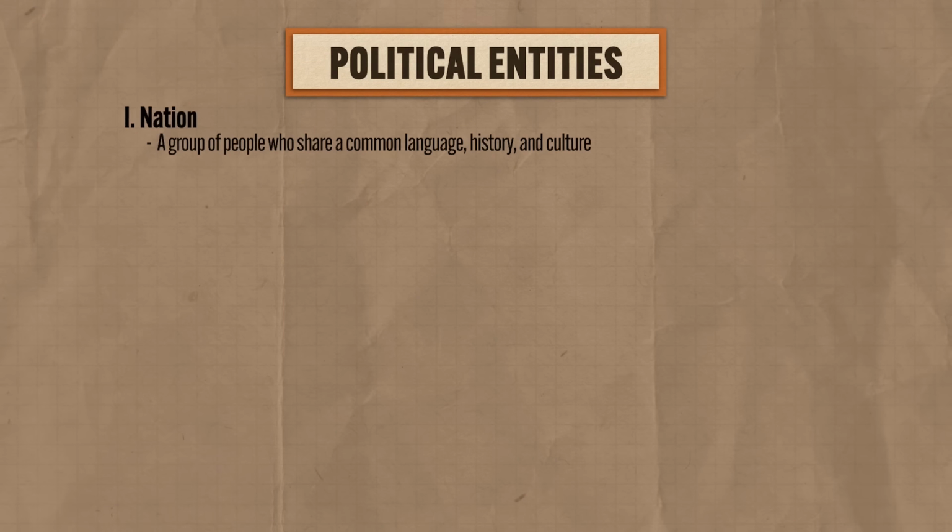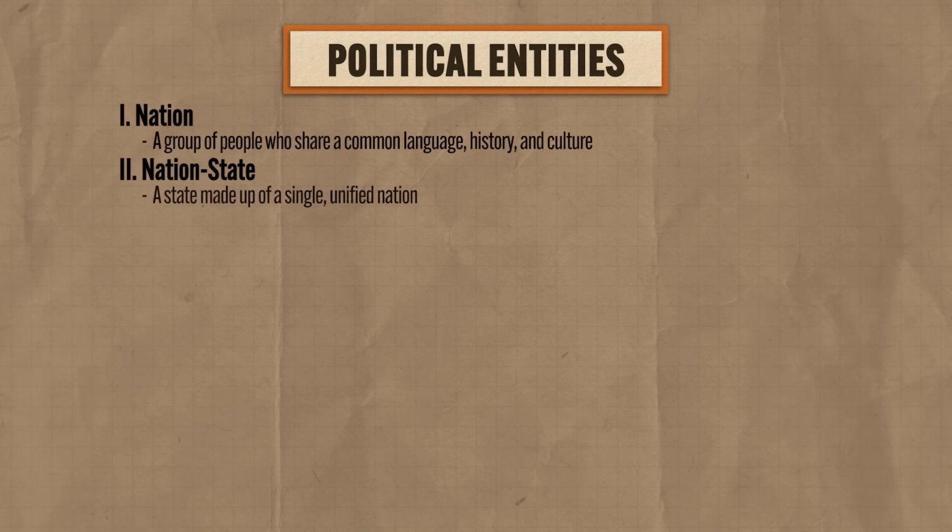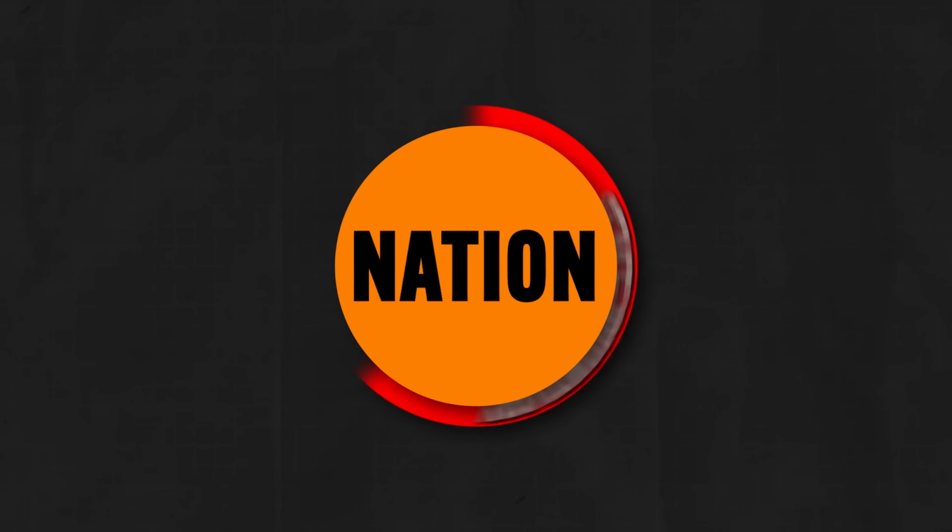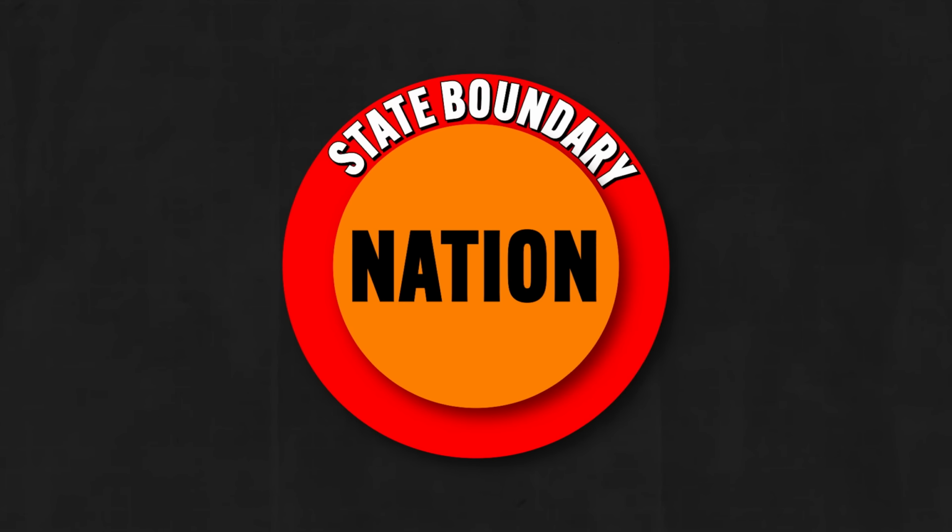Okay, the second entity is the concept of the nation state, which describes a state made up of a single unified nation. The idea is that the state boundaries will be drawn around a single nation. In other words, here state equals nation. Now, to be clear, the nation state is kind of an ideal that doesn't exist in reality, because nearly every modern state has some cultural diversity within it.